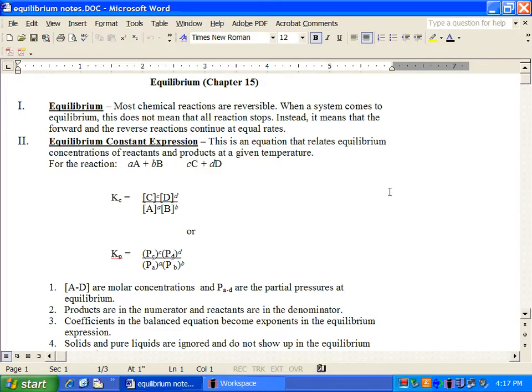Chapter 15 on equilibrium. Equilibrium is a reaction that really doesn't stop. We've only been talking about reactions that stop, but equilibrium is when it gets to its happy point, where the forward reaction and the reverse reaction are occurring at the same rate.